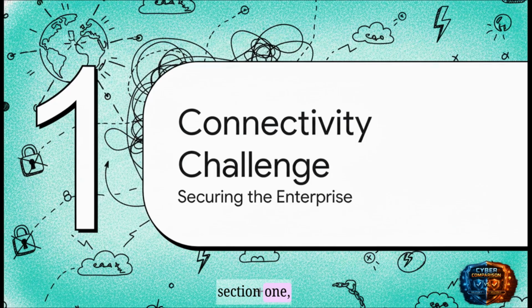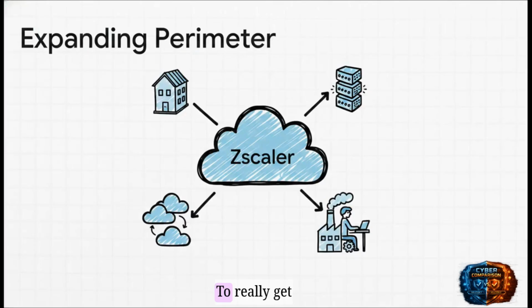All right, Section 1, the modern connectivity challenge in securing the distributed enterprise. To really get why this solution matters, we first have to look at why traditional networking is, well, kind of struggling to keep up. We're dealing with a massive, expanding perimeter today. We aren't just hooking up a couple of corporate headquarters anymore, right? We've got branch offices everywhere, data centers, crazy complex multi-cloud environments, a huge remote workforce, IoT devices, and even OT environments like manufacturing plants. All these scattered locations need secure, continuous connectivity to the Zscaler cloud.